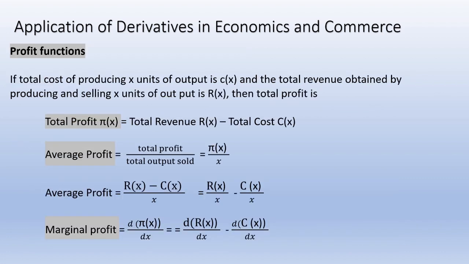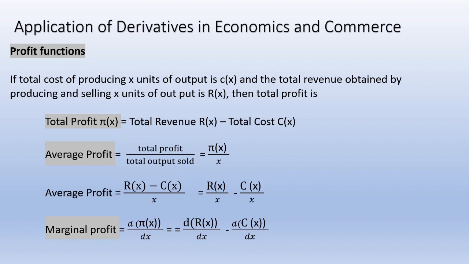Profit functions. If the total cost of producing x units of output is C(x), and the total revenue obtained by producing and selling x units of output is R(x), then total profit pi(x) is equal to total revenue R(x) minus total cost C(x). Average profit is equal to total profit by total output sold, which is equal to pi(x) by x, which can be written as this. Marginal profit is equal to the differentiation of pi(x), which can be written as this.